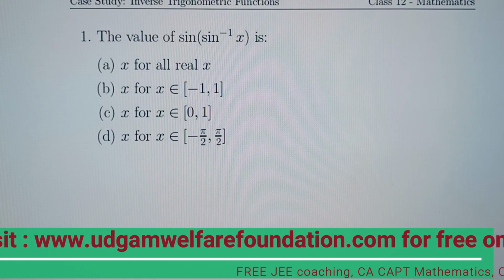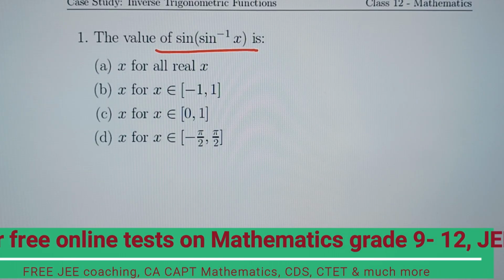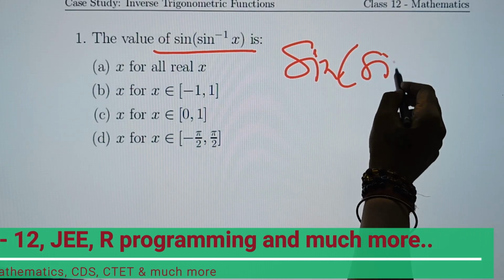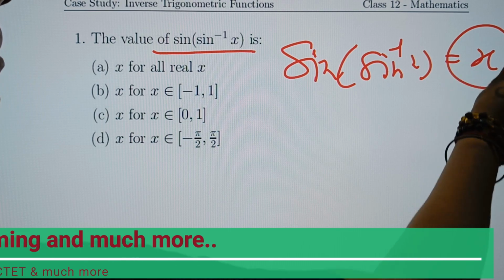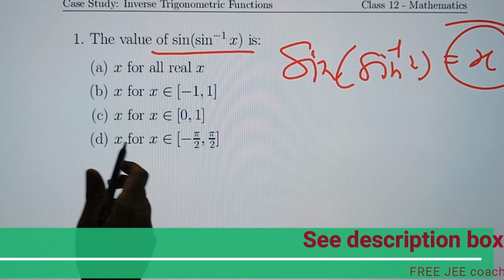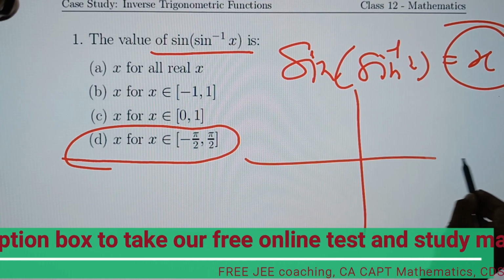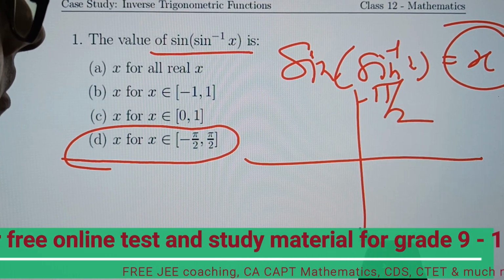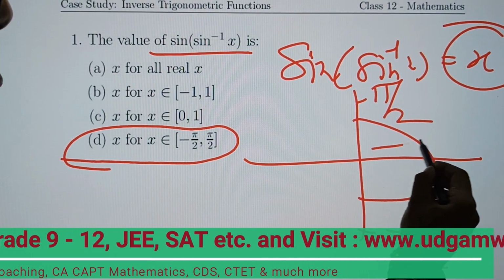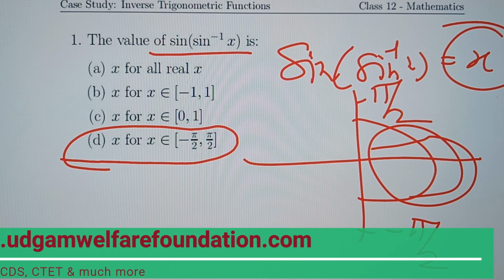So students, this is our first question, which states the value of sine of sine inverse x. As we know the property, we should memorize these properties: sine of sine inverse x is equal to x only. So it is equal to x, but for x belonging to minus pi by 2 to pi by 2. So this is pi by 2 and this is minus pi by 2, and the value of sine of sine inverse x equals x in this particular area, you can see. Now let's move towards our question number 2.